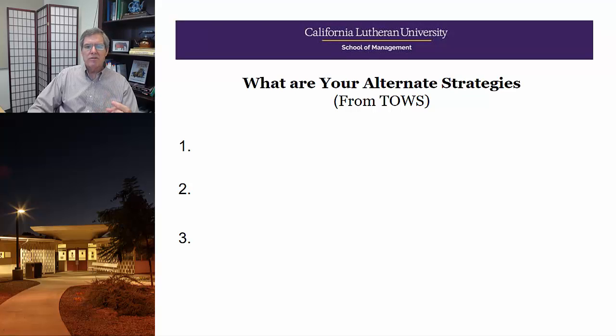So what are your alternative strategies developed from your SWOT and TOWS? So I would suggest you have at least 3 of these available in case the board does not like your suggested strategy.